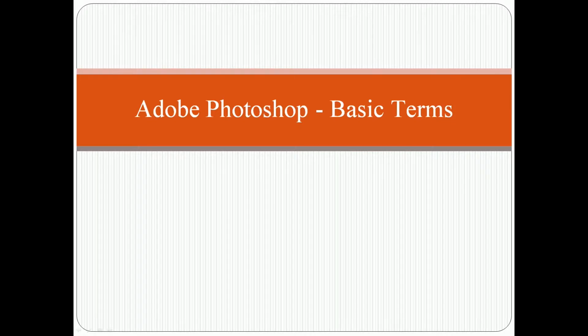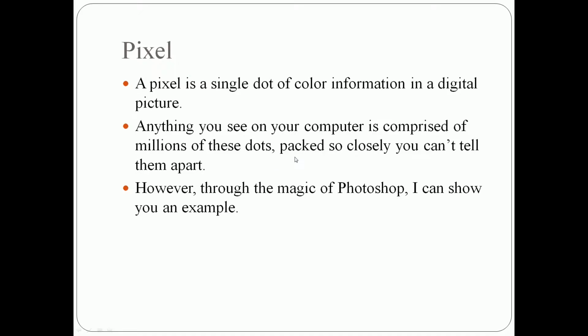Alright, to get us started, we're going to go over some basic terms in Adobe Photoshop that can help you understand what the program is about before you even begin to open up the program. So we're going to start first with the most fundamental term, and that is the pixel. The pixel is a single dot of color information within a digital picture.